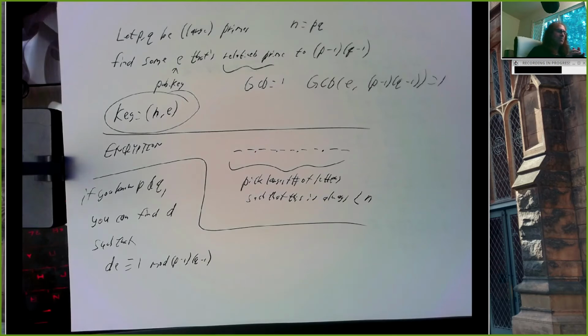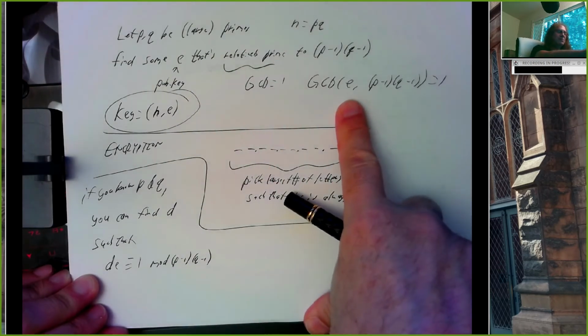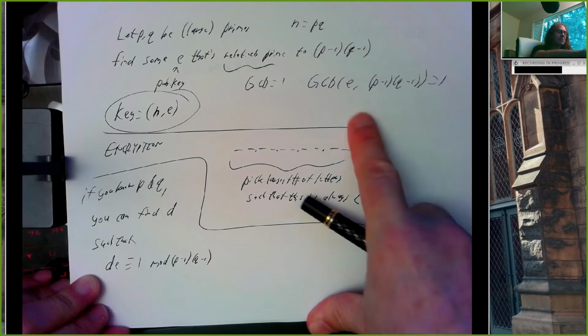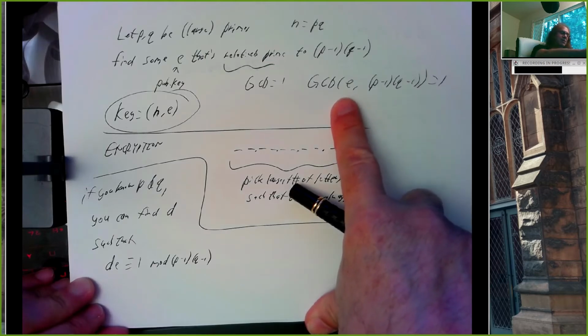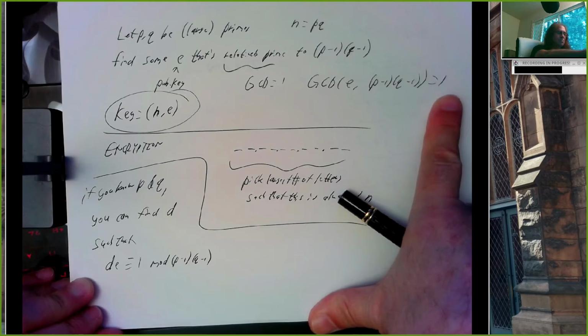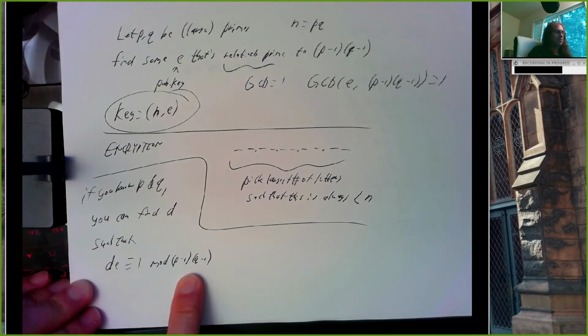Well, we can do that because we picked e to be relatively prime, which means the greatest common divisor of this and that is 1, which, as I mentioned really quickly a little while ago, means we can find a linear combination of this and that which is equal to 1, which we can use to find a number d such that d times e is equal to 1 mod that big number.